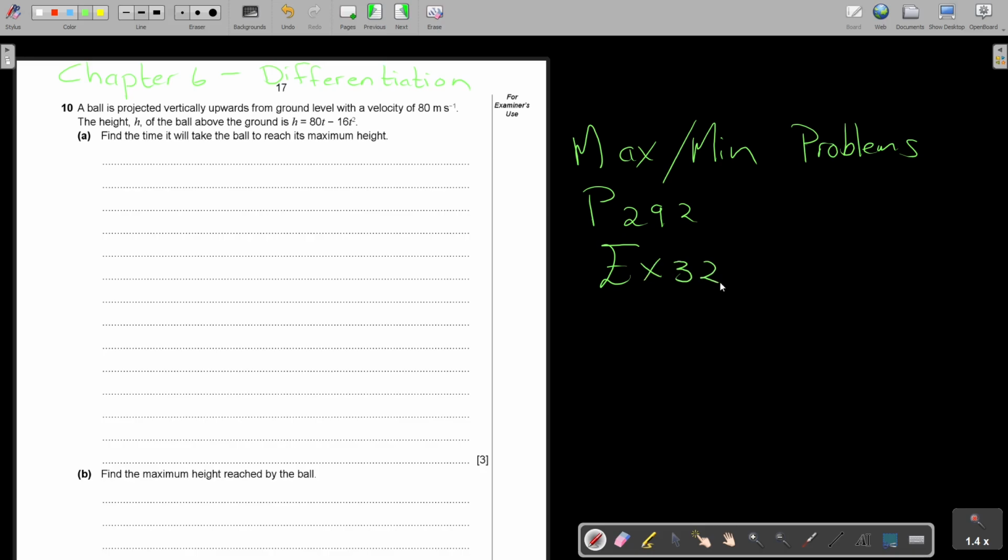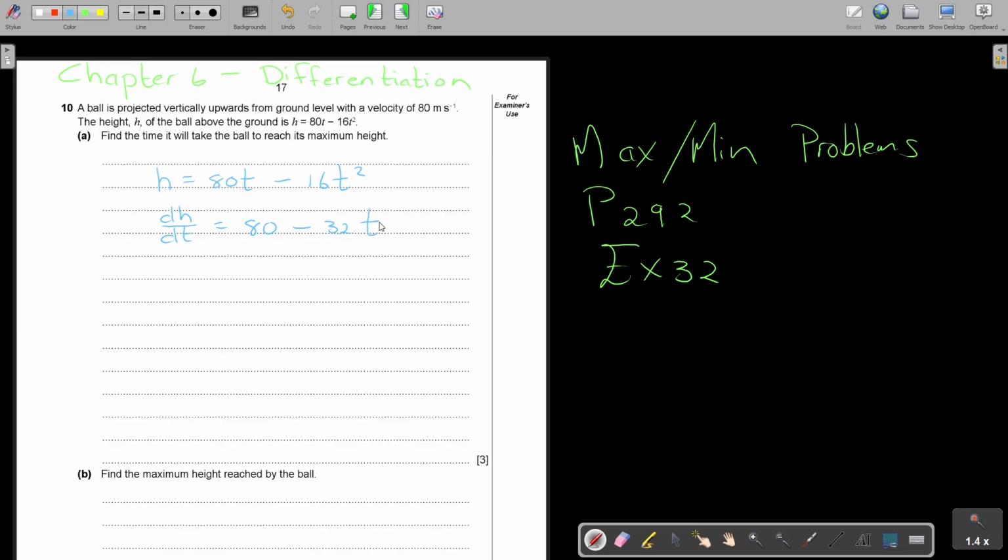But let's start. First, let's write down the equation. So h is equal to 80t minus 16t squared. So I will go and say dh over dt is equal to 80 minus, I'm busy differentiating, 32, I multiply and then subtract 2 minus 1.